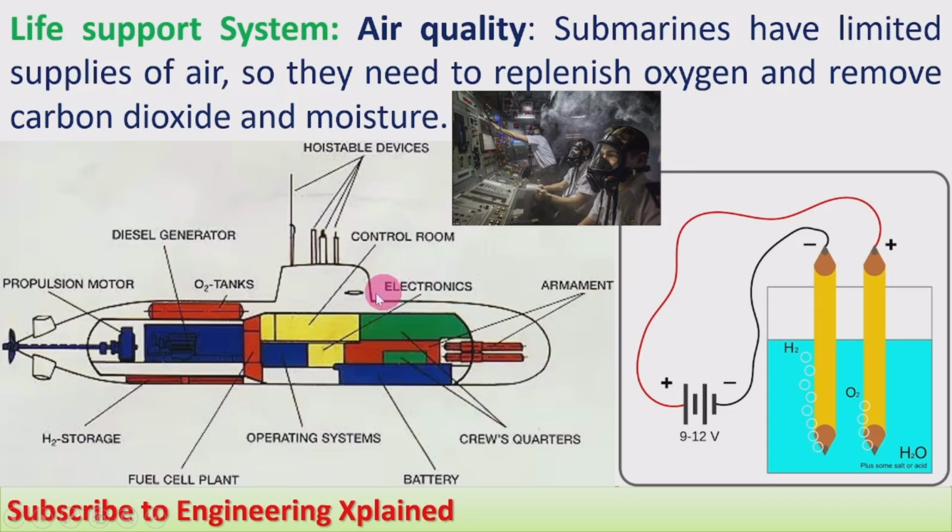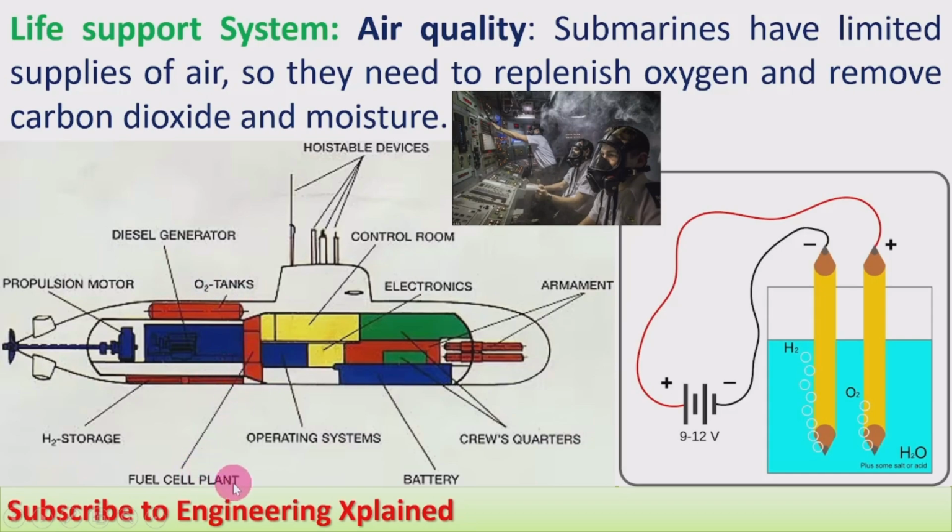And for that, we can see how the arrangements are here, and how the oxygen will be produced we can see from the other part. Here we can see how the arrangements are inside the submarine. The first one is a propulsion motor, which propels the submarine, and here is the hydrogen storage and oxygen storage. And that oxygen and hydrogen we are going to get from the fuel cell plant.